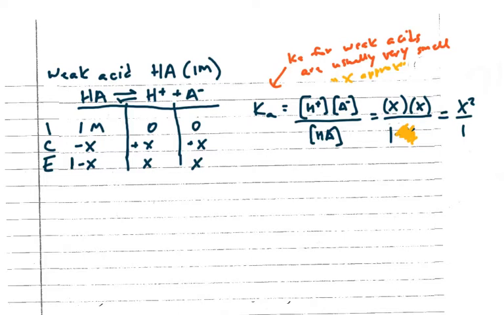And then to get the pH of this weak acid, we just take the pH of this concentration. So it's the negative log of whatever we solve X to be, and that's how we get the pH.